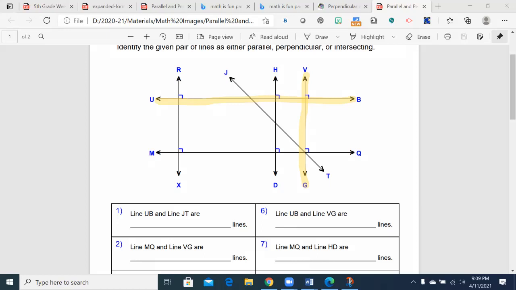I'm going to use this image and you're going to answer a few of these. You're just going to tell whether they're intersecting, which means they cross, but not at 90 degrees; perpendicular, which means they cross at 90 degrees; or parallel, which means they never touch.